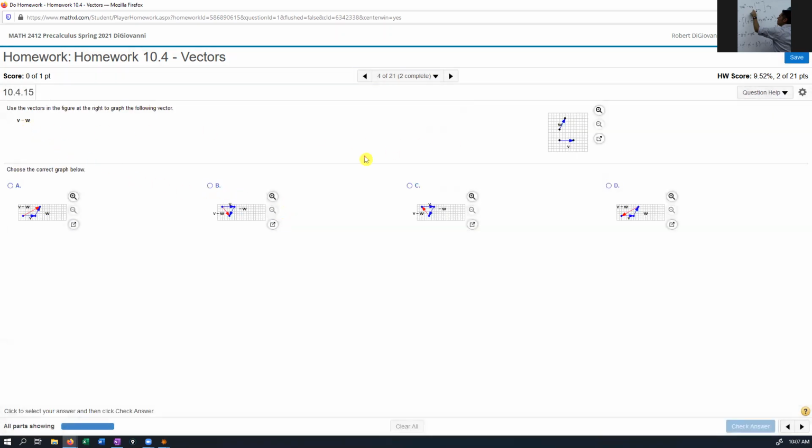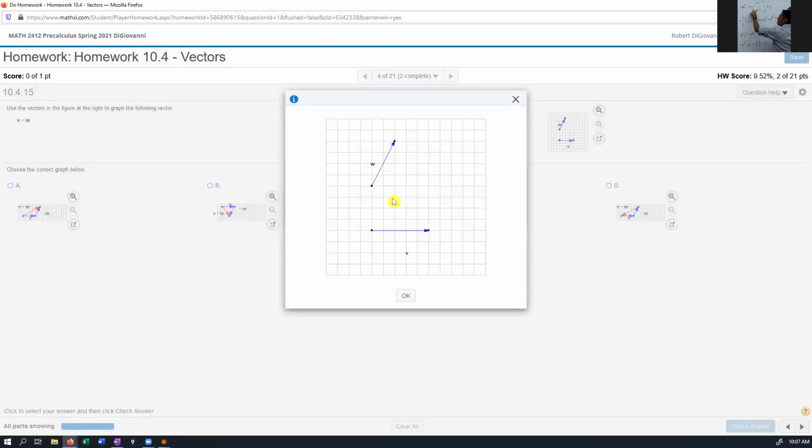Okay, use the vectors to figure out what v minus w is. So here's v, we want to take away w. So minus w means w pointed in the opposite direction. So that's minus w. And so we're going to paste the tail of it to the tip of this one, like that. And so the resulting vector will be the vector that goes from here to here.